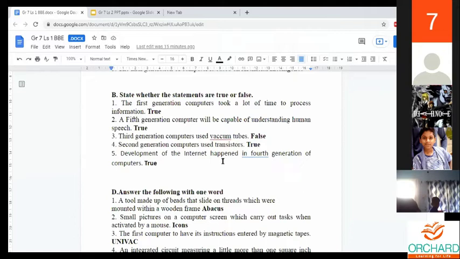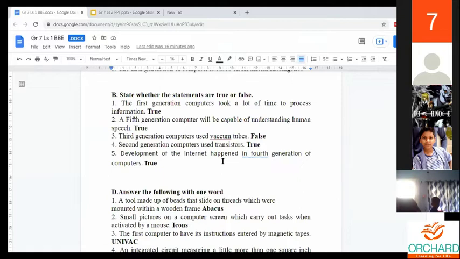False. Please remember, totally we are having 5 generations of computer. In the first generation only we used vacuum tubes, right? Here it is given as third generation. What we have used in the third generation? ICs, right? In the third generation we used ICs. So the statement is false. The third generation computers use vacuum tubes.